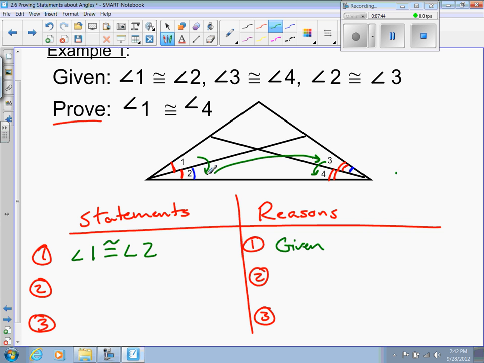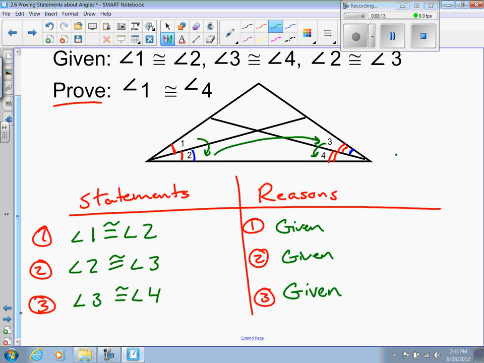I want to say next that angle 2 is congruent to angle 3. I think that's going to be the nicest for whoever has to read my proof. It's going to make more sense to the person if they say, okay, angle 1 is congruent to 2, angle 2 is congruent to 3, and they can look up here and see that in the givens. And then I'm going to say angle 3 is congruent to angle 4. That's still another given.